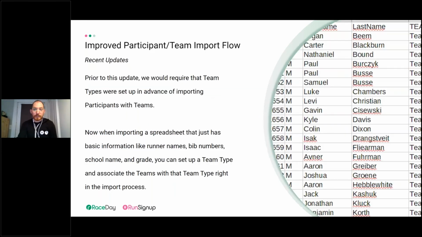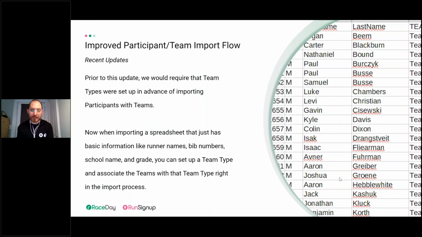All right, so let's move on to the participant and team import flow. Prior to this update, we would require that team types were set up in advance of importing participants with teams. Team types are typically, in cross-country terms, things like if you had NAIA and D3 running at the same time and you needed to split them out, you could do that. But generally, in cross-country, you just have one team type.